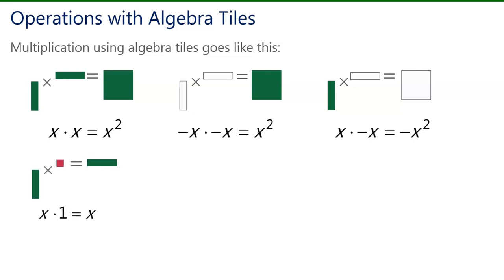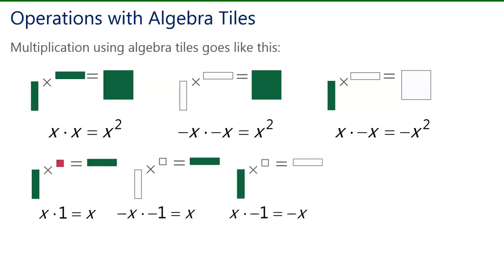X times 1 equals x. Negative x times negative 1 also equals x because the signs are the same. Negative x, negative 1. X times negative 1 equals negative x. Signs are different. And negative x times 1 also equals negative x. Once again, the signs are different.